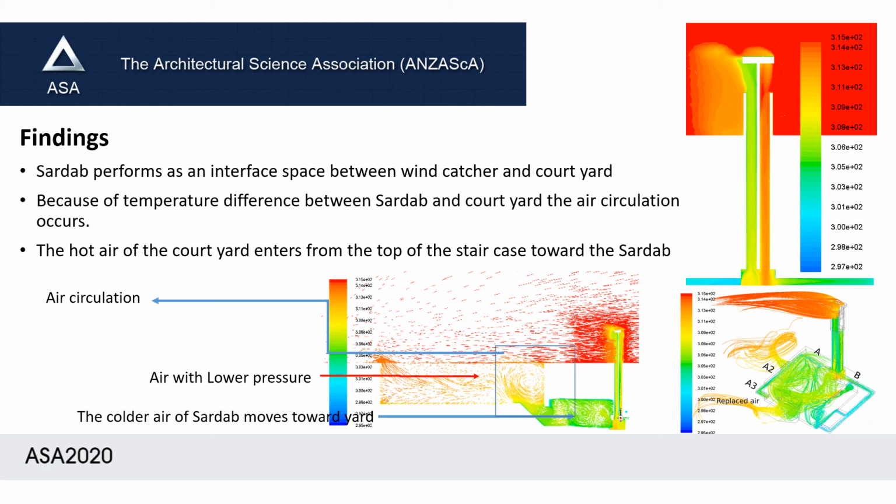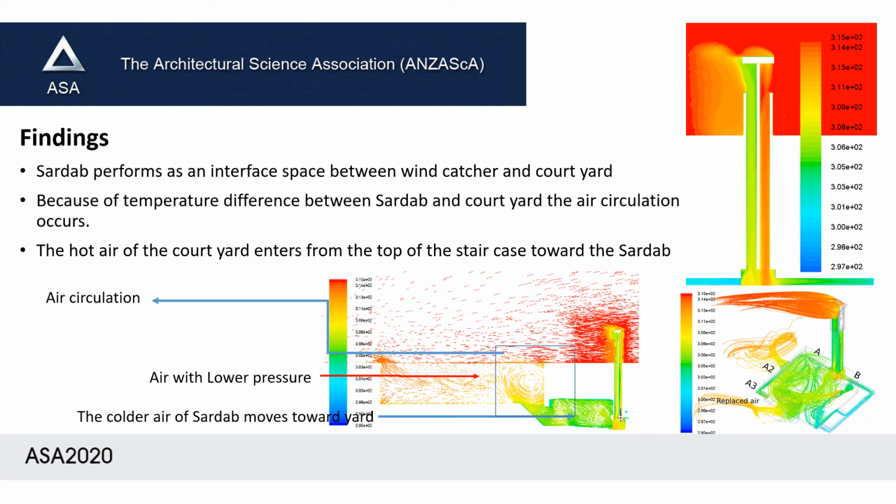In this system, we have one wind catcher, a Sardab space, and a courtyard. This is a system that can work correctly and can help to reduce indoor air temperature. In this system, the hot ambient air comes to the wind catcher and flows down through it. After passing the wind catcher and the air ducts, it cools down and enters the Sardab space. Now the Sardab space is cooled with this system. But the Sardab space is connected to the courtyard, and the courtyard has a higher temperature.